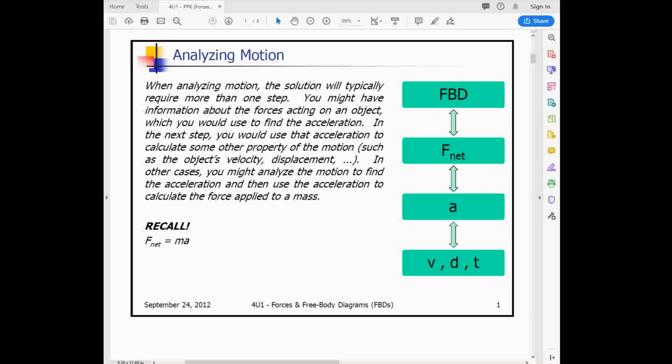If we needed to find out what the net force is, and we had a combination of A, V, D, and T, we can use those to find out what our A is, and then we can use F equals ma to find out what our F net is. And if we're trying to find a specific force, we can use our drawing of the free body diagram to see which force is missing, and then find out what our missing force is from F net.